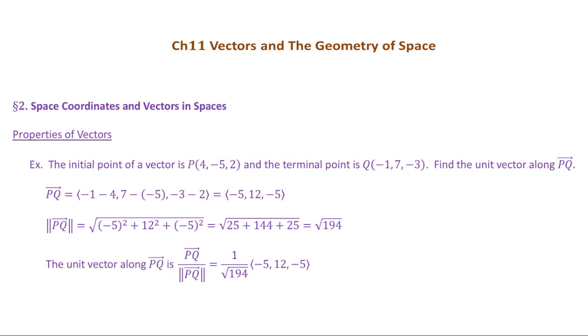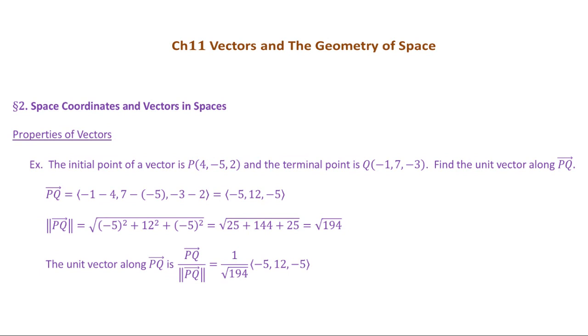So to find the vector PQ, you just subtract the coordinates of Q and P. So the coordinates of Q minus the coordinates of P, component by component. So that'll be -1 minus 4, 7 minus -5, -3 minus 2. Be careful about the signs.